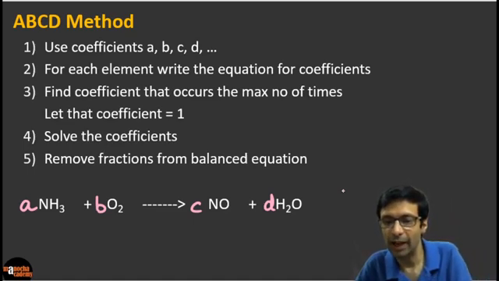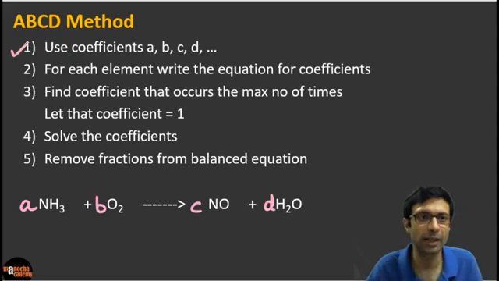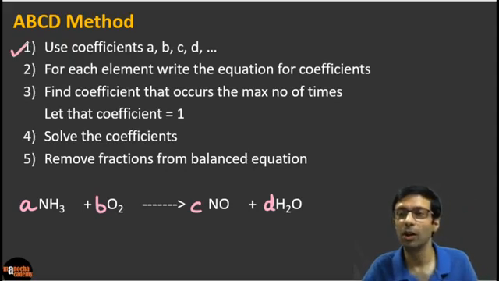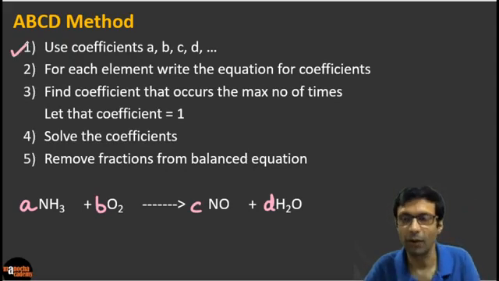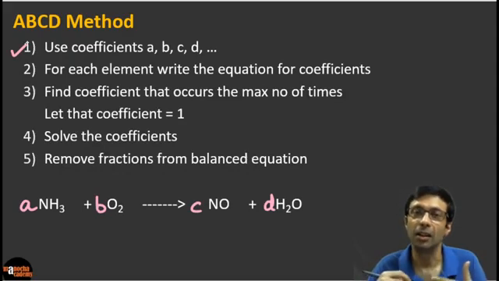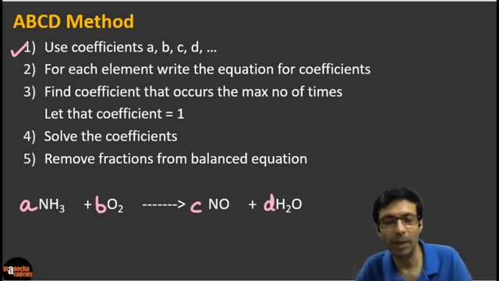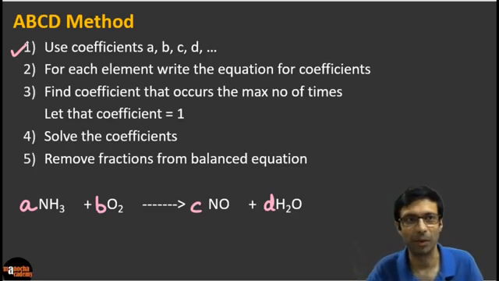Okay, so take a look at this important method called the ABCD method, right? Now for each element, you write down the equations for the coefficients. First you write down the coefficients in the equation as I've shown you in the first step. Then for each element, you write the equation for the coefficient. I'm going to show you that. The coefficient that occurs the maximum number of times, you can let that be 1. You solve for the coefficients just like you do in mathematics, and then remember to remove the fractions.